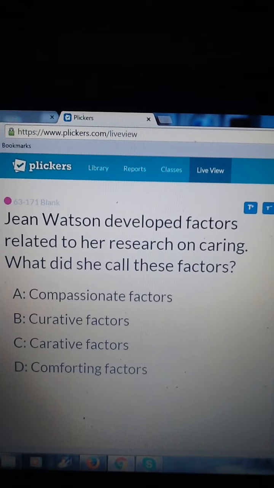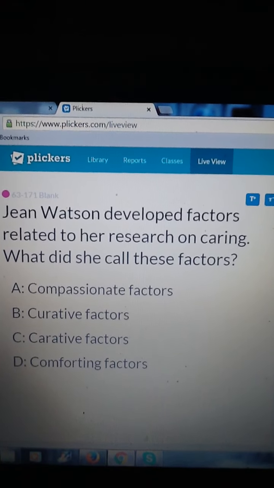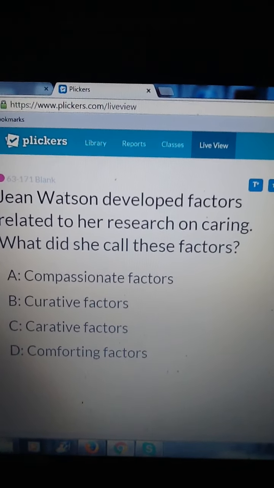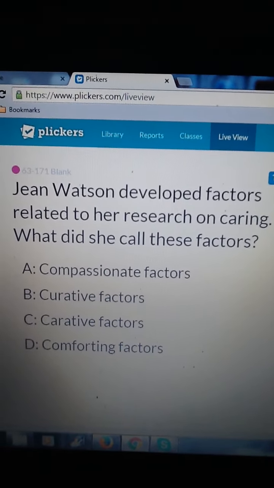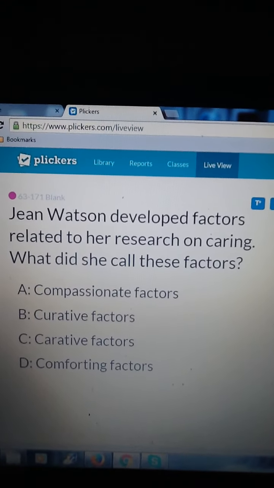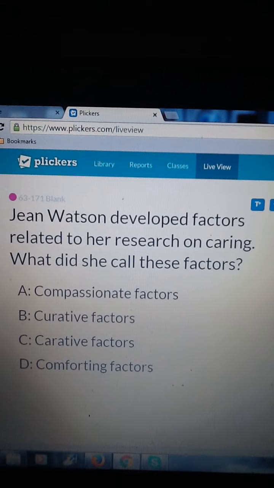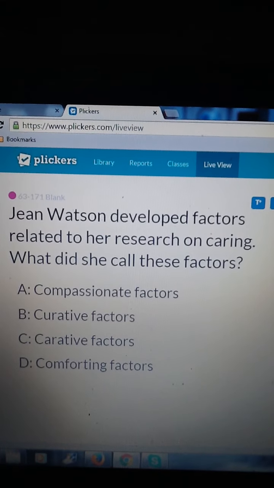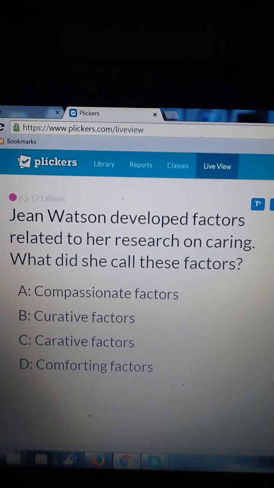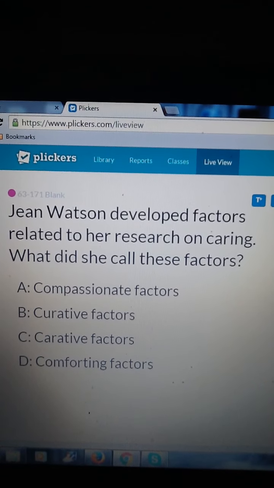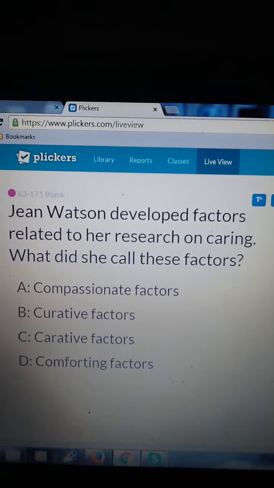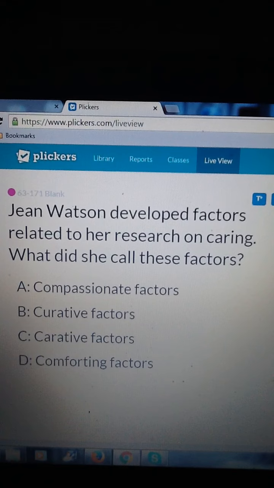We're moving on to caring. This is week 8, caring. Oh, look, there's another theorist. Jean Watson developed factors related to her research on caring. What did she call these factors? Were they compassionate factors, curative factors, or comforting factors? The answer here is C, curative factors.